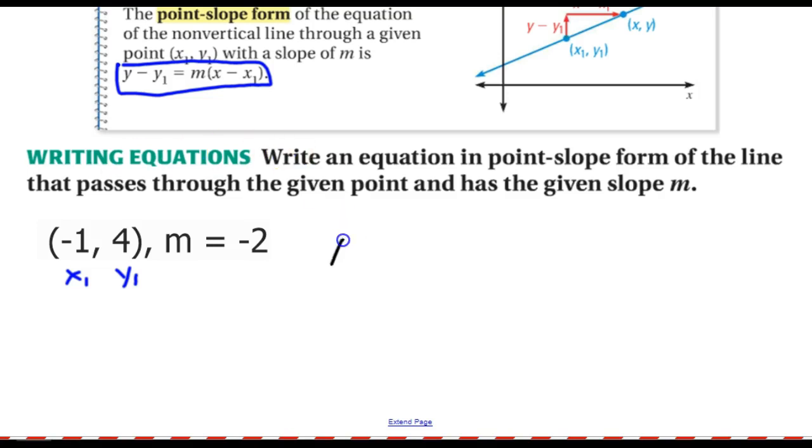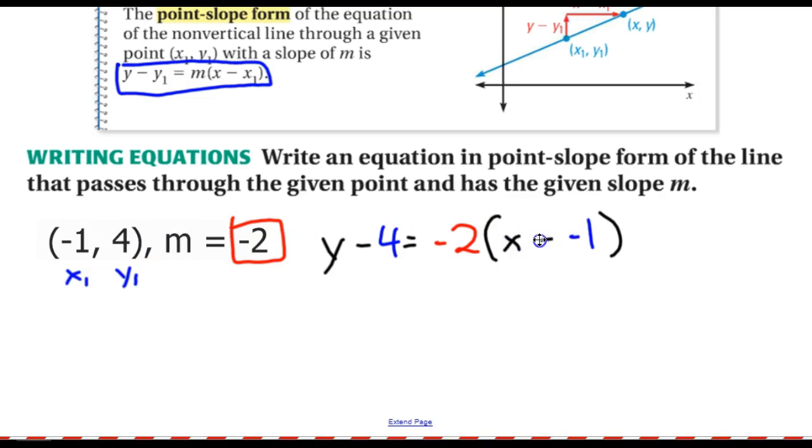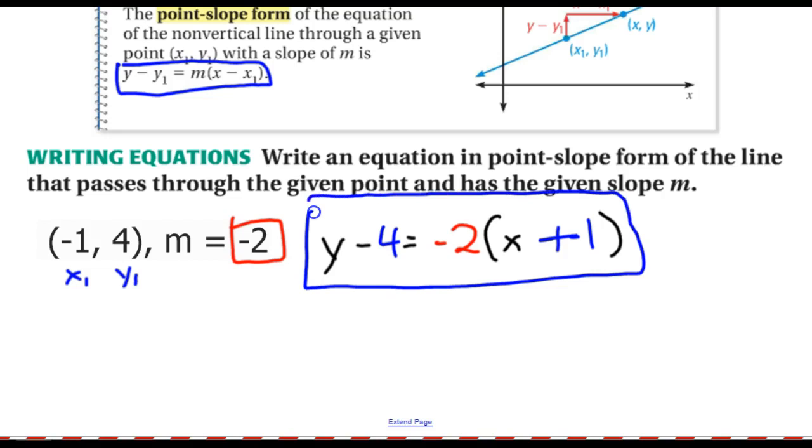So if we're going to write our equation, we go y minus y1, which we said was 4, equals our m, which is negative 2, so we can put negative 2 in there, times x minus our x1, and we said our x1 was negative 1. So now we have two negatives in a row here. We can just make that a plus. So our equation is y minus 4 equals negative 2 times x plus 1.